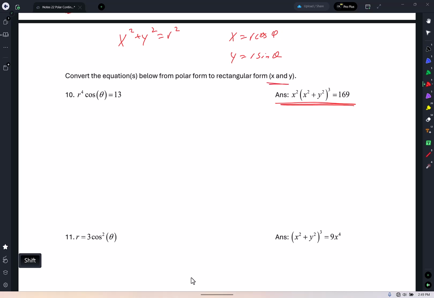We want it in terms of X and Y. So what does that mean? Focus on the big picture, guys, because if you don't focus on the big picture, you're gonna get lost and frustrated. I don't want to see any cosine thetas. I don't want to see any R's. I just want to see X and Y's.